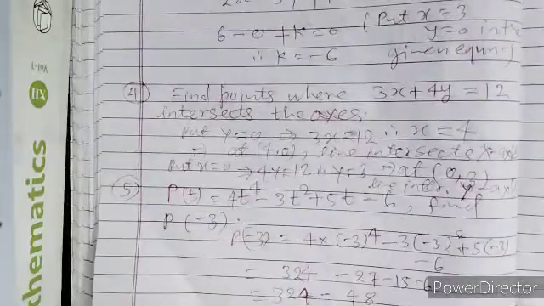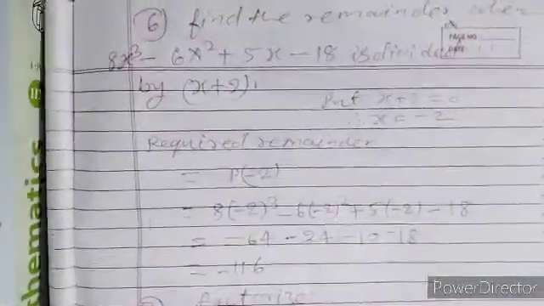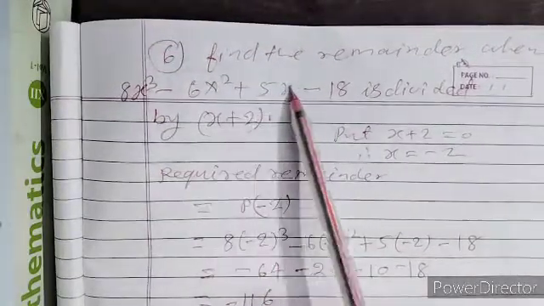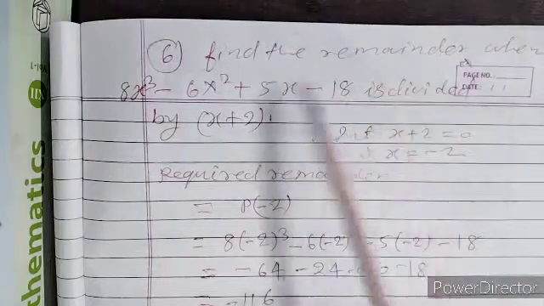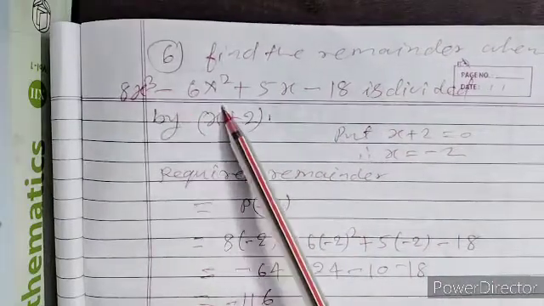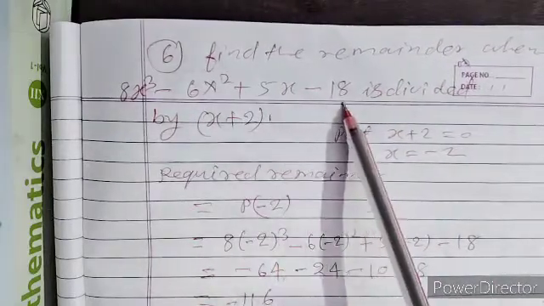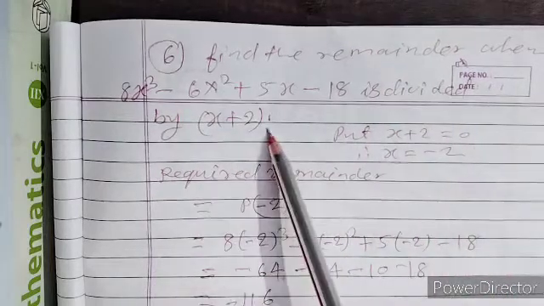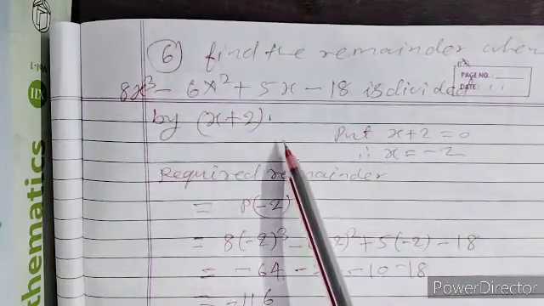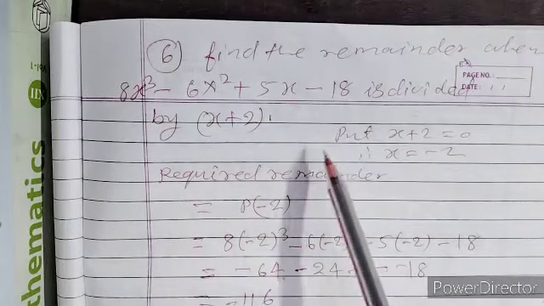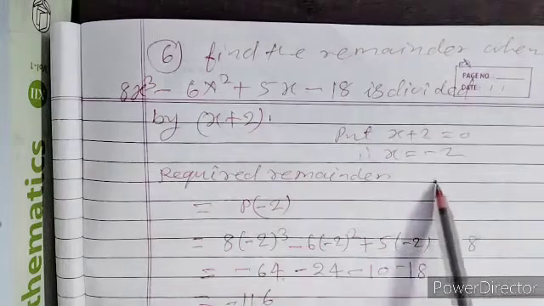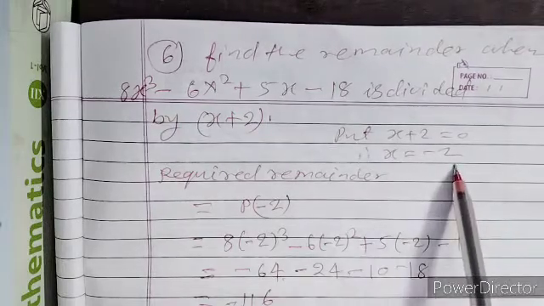Now we come to question number 6. Find the remainder when 8x cube minus 6x square plus 5x minus 18 is divided by x plus 2. Then you have to find the remainder. First of all, put x plus 2 equal to 0 so as to get x equal to minus 2.